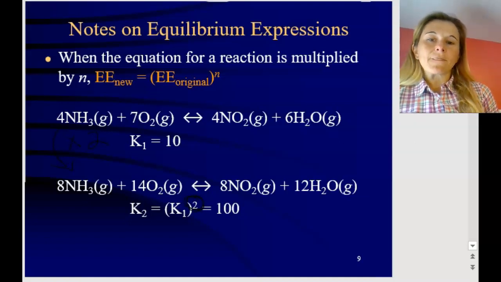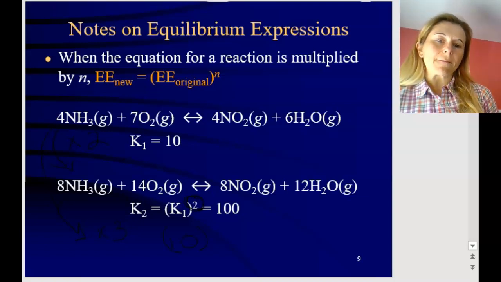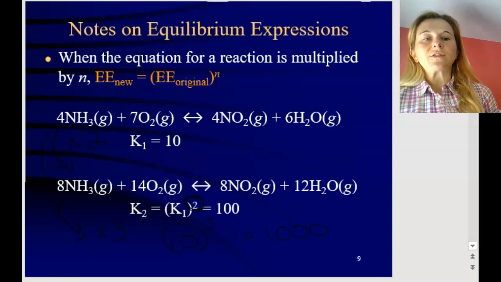So let's say if we were to take this equation and multiply everything by 3, then we would do 10 to the third. That 3 would become an exponent, and our equilibrium constant would be 1,000. So we would have a lot more product than we do reactants, right? Because K would be so much greater than 1.